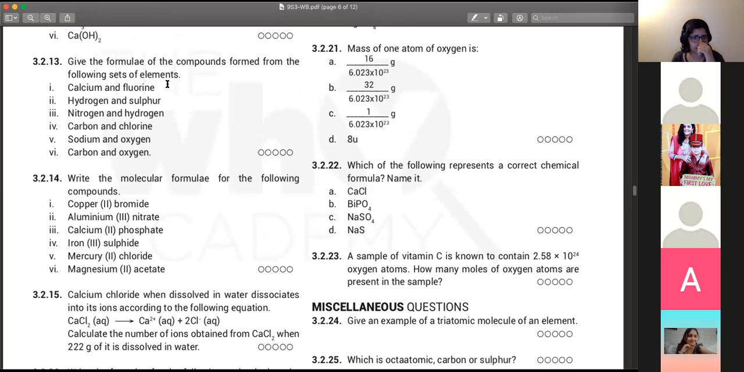All right. Give the formula of the compounds formed from the following sets of elements. Here you're not given the name, but the elements themselves. That means using valency, you need to be able to form the compound. So can you do this? Calcium and fluorine, what compound will be formed with these two?